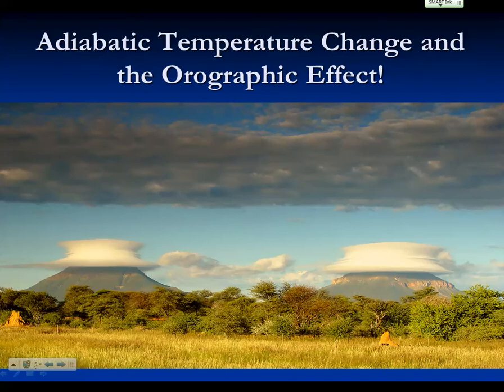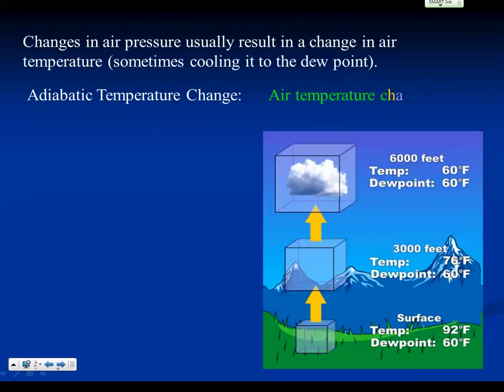Well, I find all this stuff interesting, but this especially so. And that's adiabatic temperature change and the orographic effect. And you can see that actually taking place here in this wonderful picture. I call these the cloud hats. These are some volcanoes in Africa. But these aren't clouds caused by volcanic eruptions. It's caused by adiabatic temperature change and the orographic effect. So let's learn some more about this.